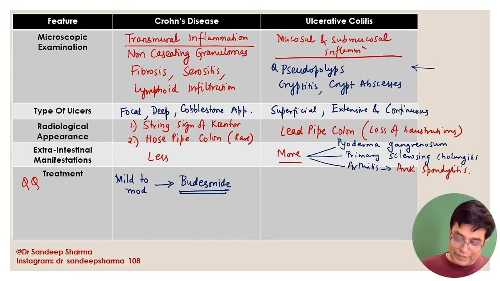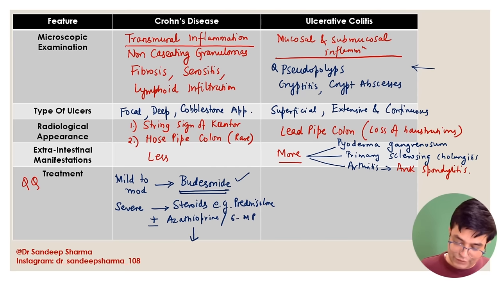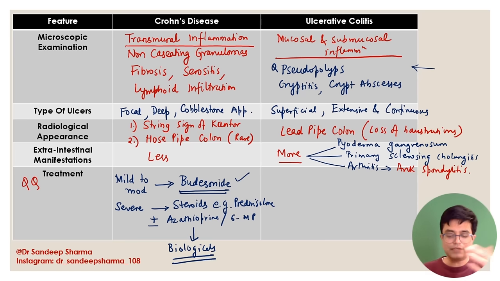And then in case patient is having a severe Crohn's disease or complications or acute exacerbation, then you need to give systemic steroids. Budesonide is a locally acting steroid, but systemic steroids like prednisolone will need to be given in these patients. You can consider plus minus azathioprine or 6-mercaptopurine. And if that also fails, then you need to consider biological agents like infliximab. Anti-TNF-alpha therapy needs to be considered.